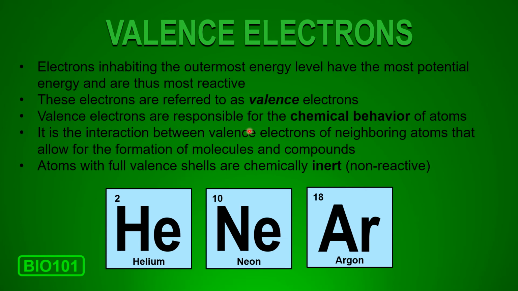Valence electrons are responsible for the chemical behavior of atoms. It's the valence electrons, the ones circling way out there, far away from the nucleus. There's no, if you will, gravitational pull towards the nucleus, so they can be easily picked off. And it's those valence electrons of adjacent atoms that allow for the formation of molecules and compounds, which we'll see here in a little bit.